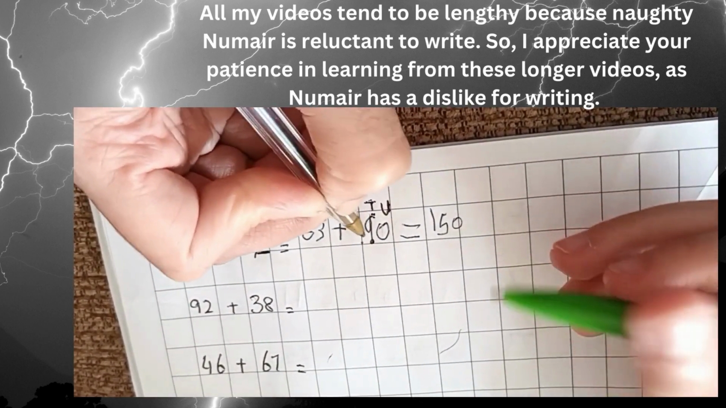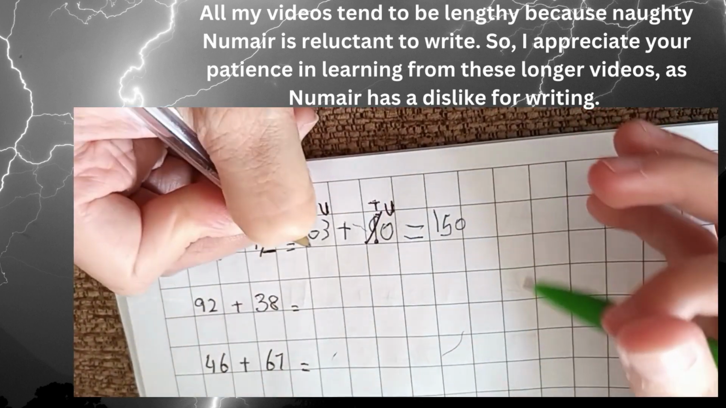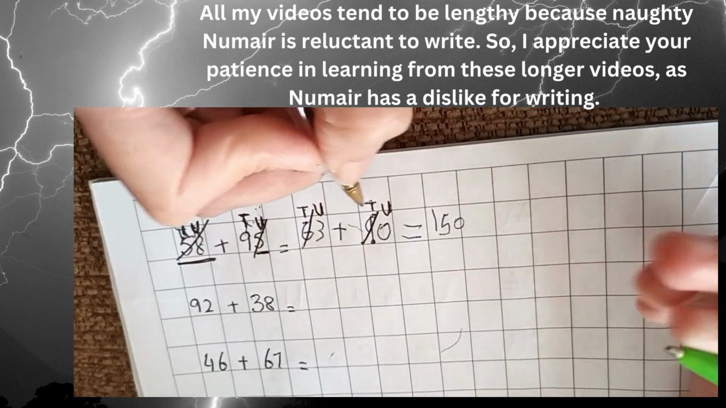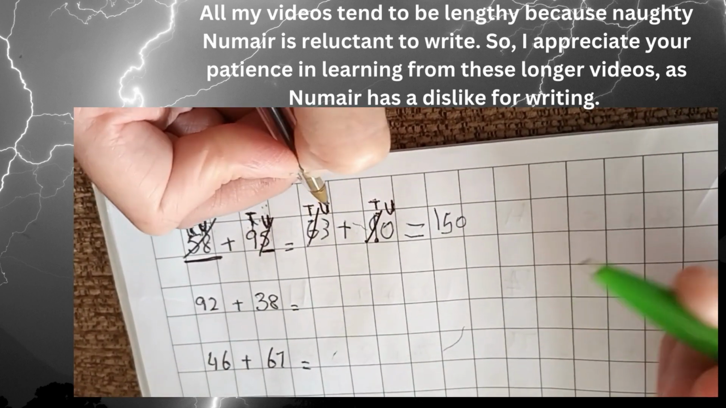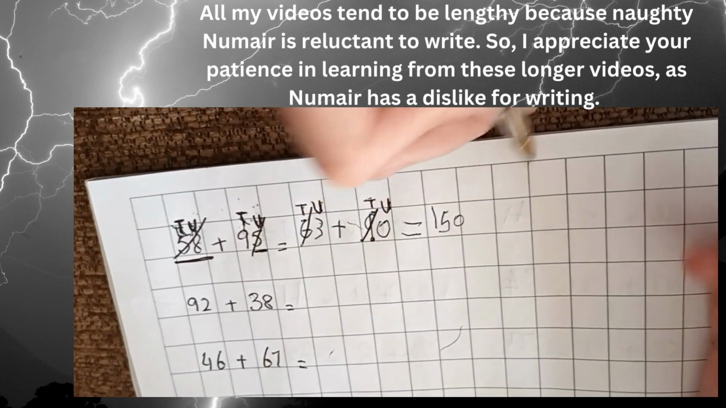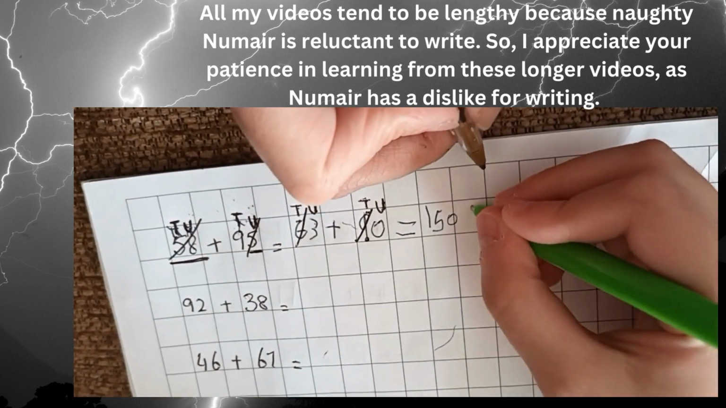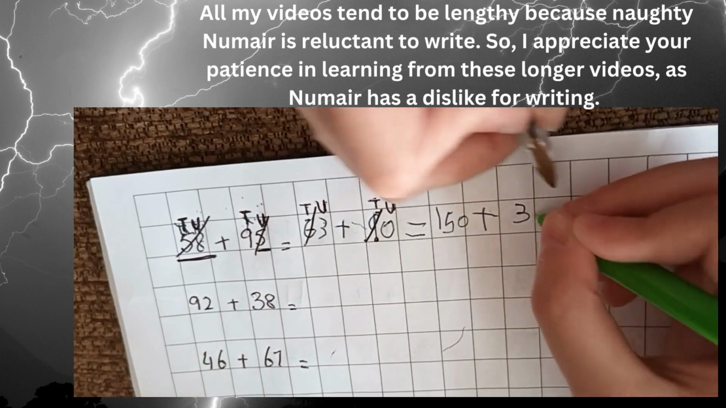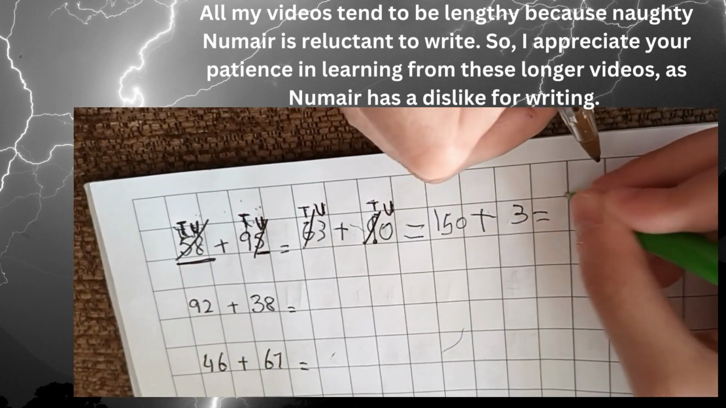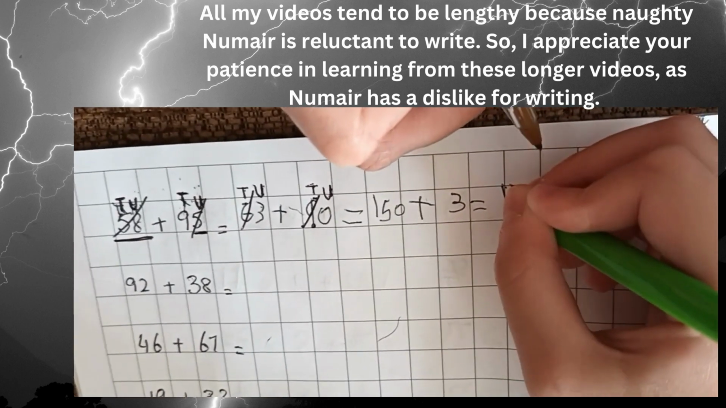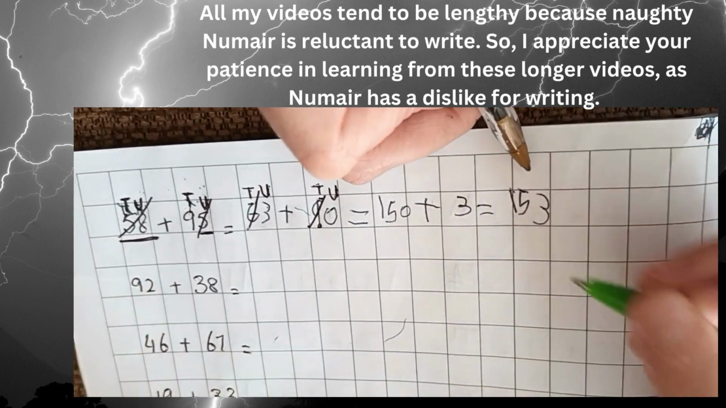So we will cut this 9 tens and 6 tens. So 150. What is left? 3 units left. Okay, so 150 add 3 is equal to 153. That's your answer. Good point.